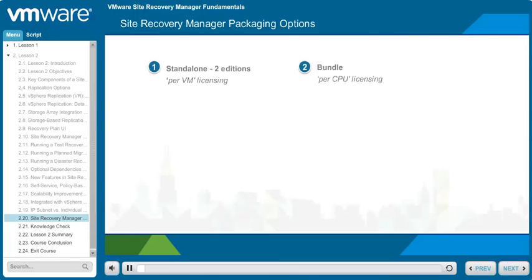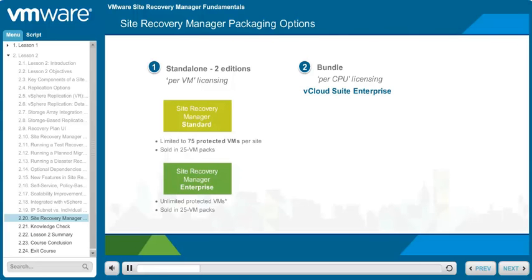Now that you know what Site Recovery Manager is and all of its benefits, you need to know how to license the software. Site Recovery Manager is available as a standalone product or as part of the vCloud Suite bundle. If you purchase it as a standalone product, there are two editions to choose from, Standard and Enterprise, both of which are licensed per protected virtual machine. Site Recovery Manager Standard is limited to a maximum of 75 protected virtual machines per site, while Enterprise has no limits other than the Site Recovery Manager limits. Both are sold in packs of 25 protected virtual machines.